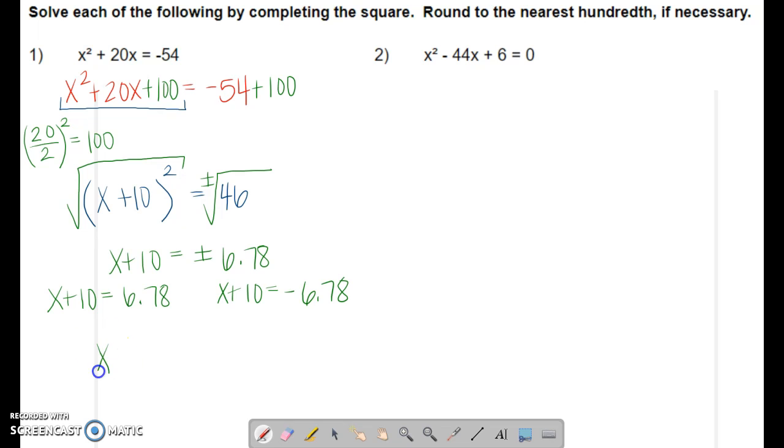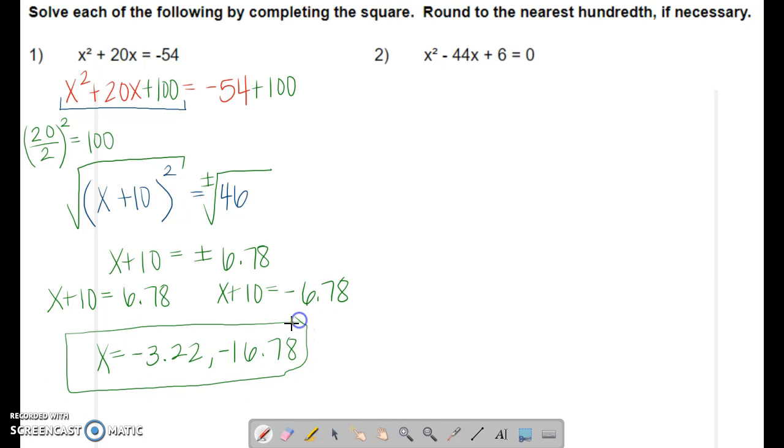So solving each of these, positive 6.78 minus 10 is going to be negative 3.22. And negative 6.78 minus 10 is negative 16.78. So those are your two solutions for example 1.